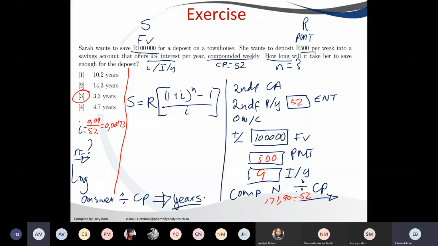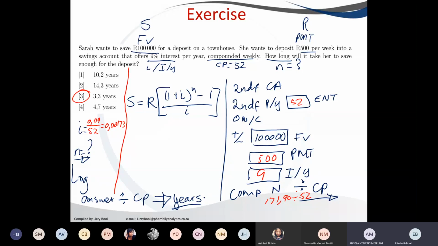Yes? No, Lizzie. Just a question quickly. Let's just say, for argument's sake, we get a similar question, but then the compounding period is like once a year. Do we then still divide the time by 1 year, or do we divide it by 12? I just want some clarity on that.